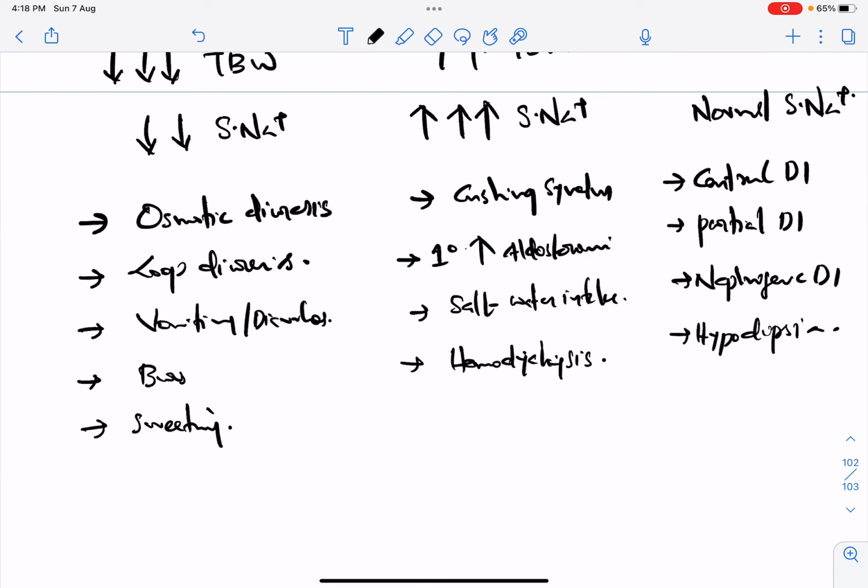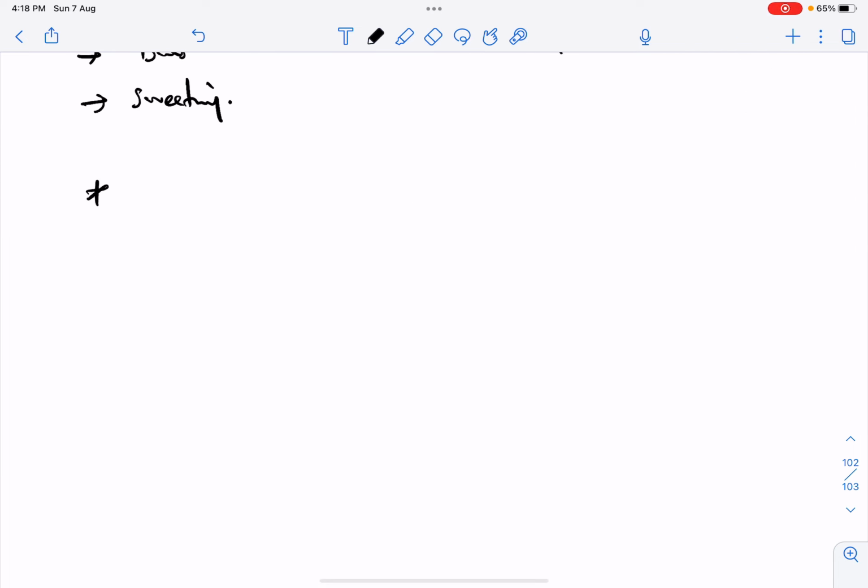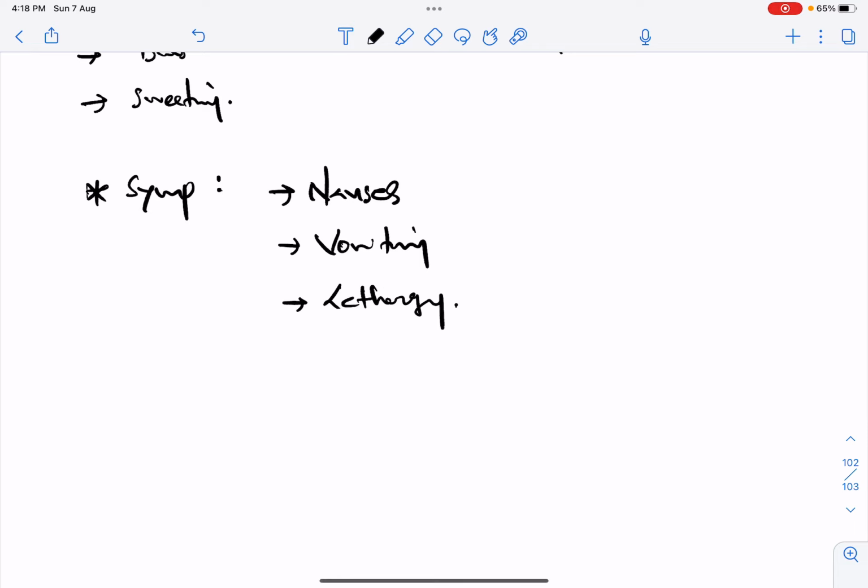Now moving on to the clinical features. The symptoms of hypernatremia include nausea, vomiting, lethargy, increased thirst, and also maybe polyuria if the sodium is being wasted through a renal mechanism.